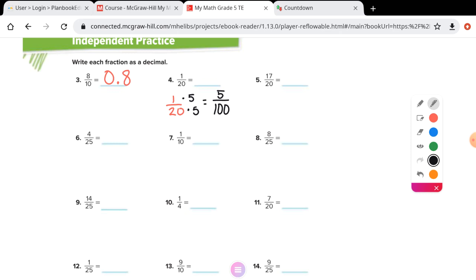5/100. How do we write 5/100 as a decimal? Fisher? 0.05. Good job. Next one.